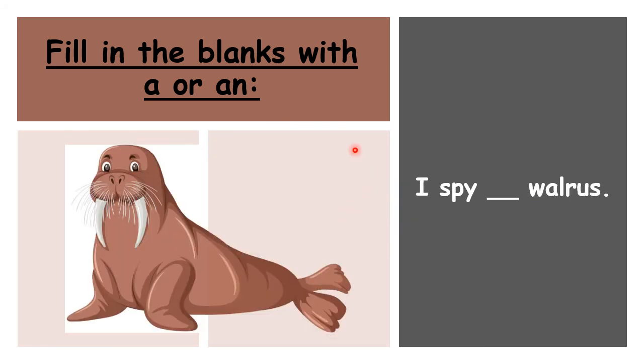What about the next one? What animal is this? We call this animal a walrus. Say it with me. Walrus. Walrus. So see if you can fill it in with a or an. Look at the letter. Is it a vowel? I spy a walrus. Well done if you had this correct.